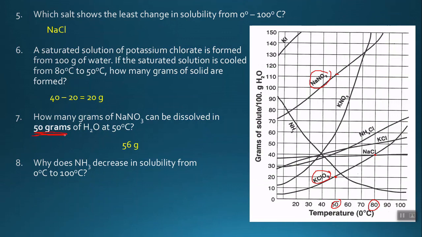Why does ammonia decrease in solubility from 0 degrees to 100 degrees? So if you look here, we only have one curve that's going down, going against everything else, right? Everything else you see is increasing except for NH3, ammonia. And why is this the case? What do we say about which substances will decrease in solubility as you increase the temperature? Only gases will, right? So this is telling us that ammonia is a gas. That's it for the solubility of a solute.